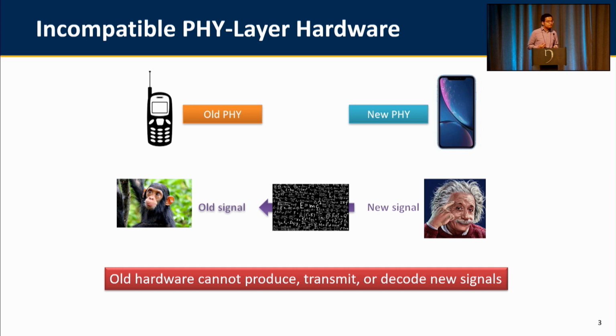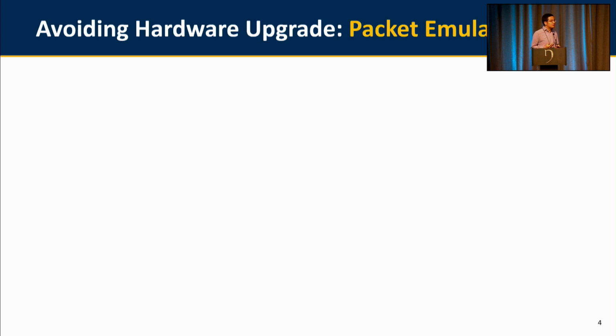So with that being said, the basic question that this paper is trying to answer is how can we avoid such hardware upgrade? Because we think this is critical to practically adopt the new physical layer technologies on those large amounts of commodity devices. Intuitively speaking, this is hard, right? Because this signal incompatibility is inherently there. But we find that there is a possible way to do this, which is packet emulation.